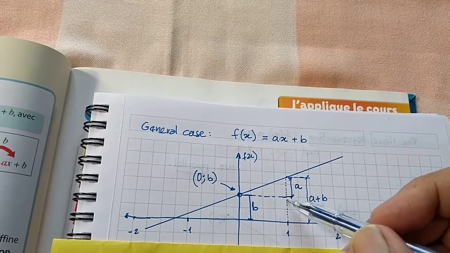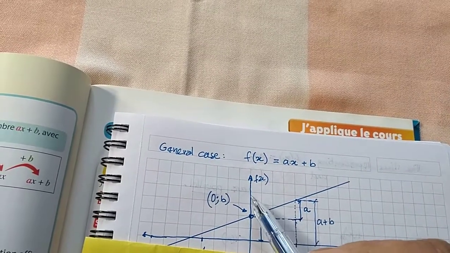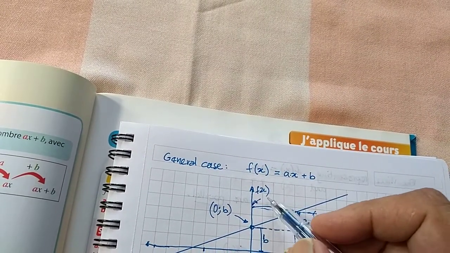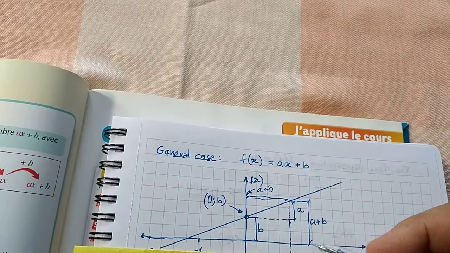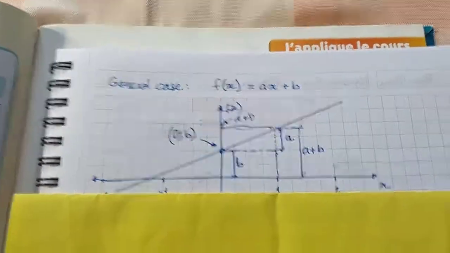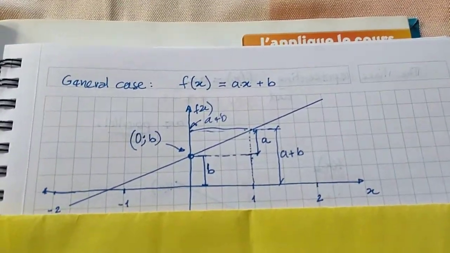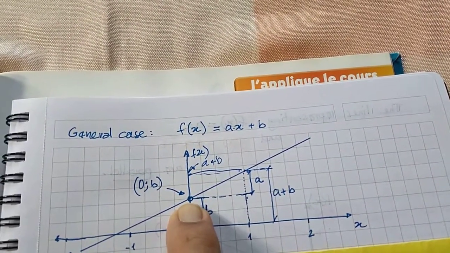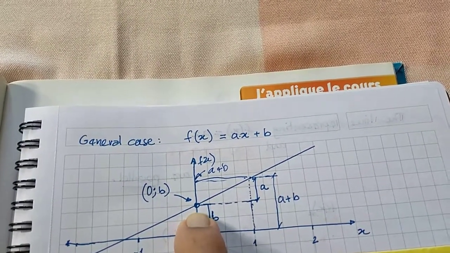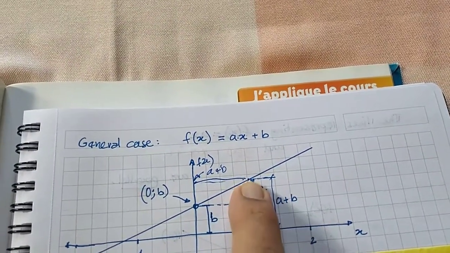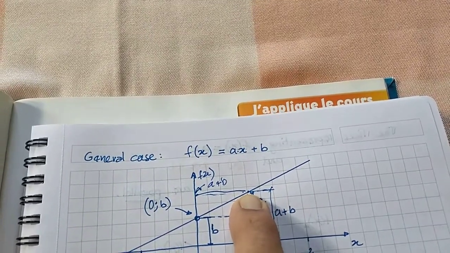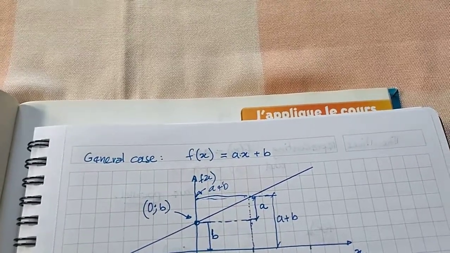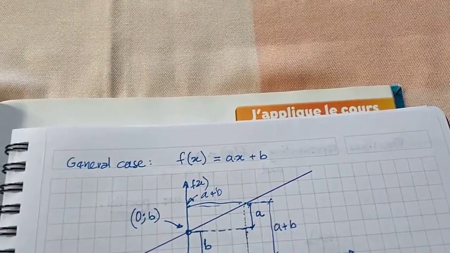We already know this is b and this is a plus b. So if I draw there, this point is a plus b. This height, a plus b. Sorry, I tilted the phone. Okay. So when you take 0, the line passes through b on the y-axis. For 1, the line passes through this point, whose y value is a plus b. Okay. So what do you see here?